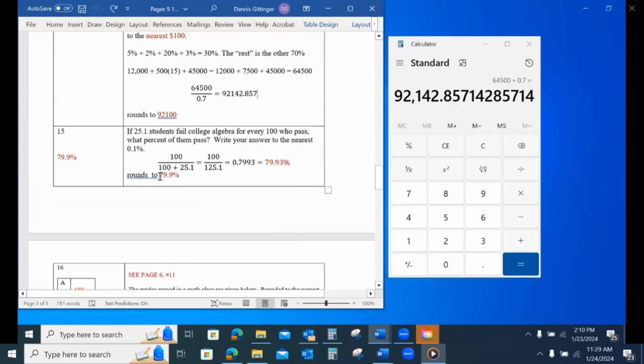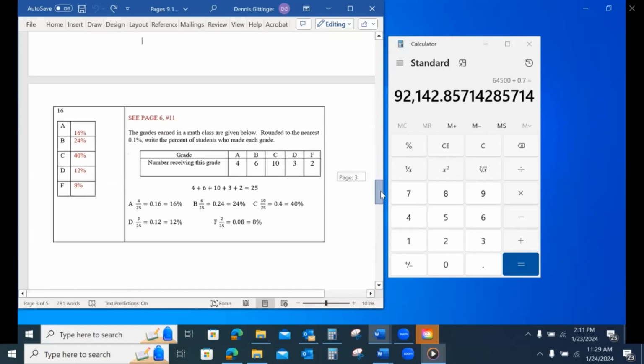So you have to divide 100 of those who pass divided by 100 plus 25.1 who take the test, and you get 0.7993, which you move the point two places to the right, gives you 79.93%. The nearest 0.1% is that 9 just to the right of the decimal point. That's the 0.1. The 3, however, is not big enough to bump it up. But if you had to bump it up, you couldn't put a 10 in there. So you'd make it 80.0, believe it or not.